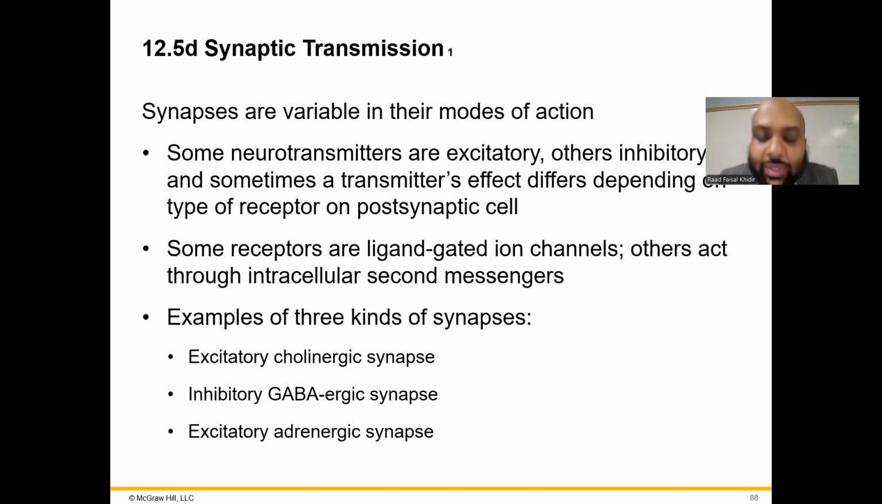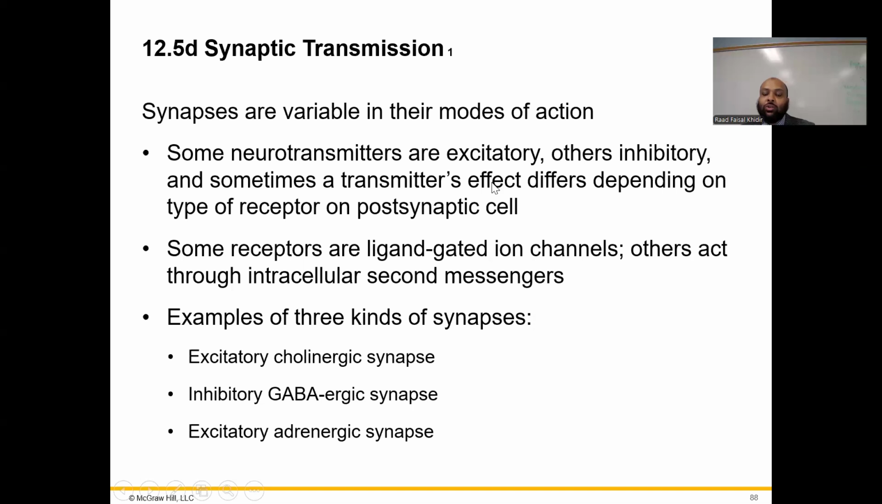So now when we examine synaptic transmission, we see that synapses are variable in their mode of action. Some neurotransmitters are excitatory, so they press the gas, while other neurotransmitters are inhibitory. And sometimes the transmitter's effect is going to differ depending on the type of the receptor on the postsynaptic cell.